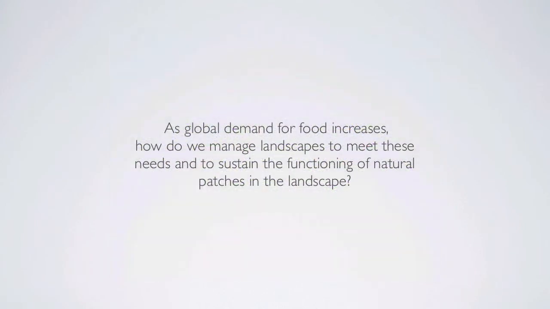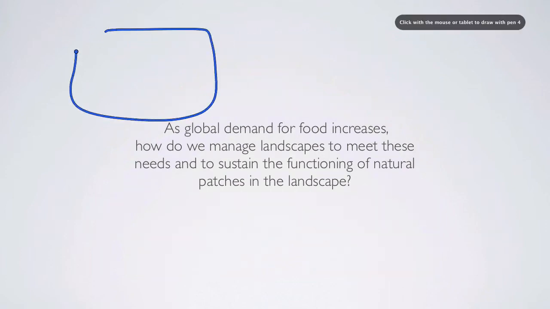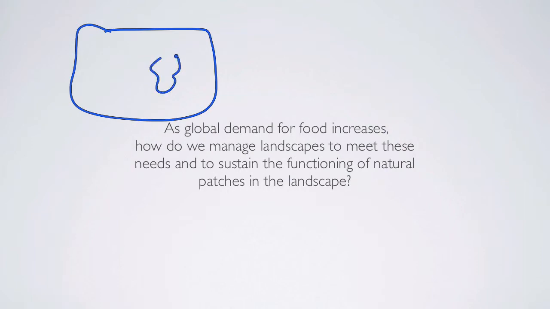So some of the key questions to think about as we broaden out the importance of the questions in this chapter: As global demand for food increases, how do we manage landscapes to meet these needs and to sustain the functioning of natural patches in the landscape? So if the matrix in a system is primarily agriculture, and you have a relatively small patch that would be native for all intents and purposes, how well does that system function in the absence of a broader matrix of natural ecosystems? And how do we manage the landscapes to maintain the integrity of these systems?